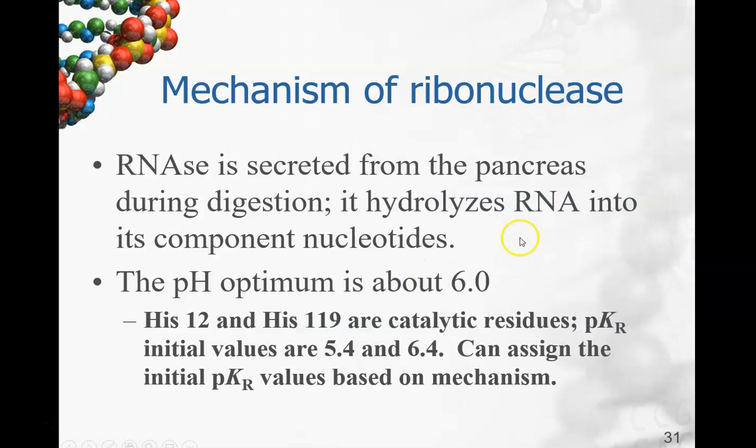So we can illustrate this by looking at ribonuclease. Ribonuclease, we've looked at this quite a lot. It's secreted from the pancreas during digestion. We've used this as a biochemical tool, but that's what Mother Nature made it for. Its pH optimum is about 6.